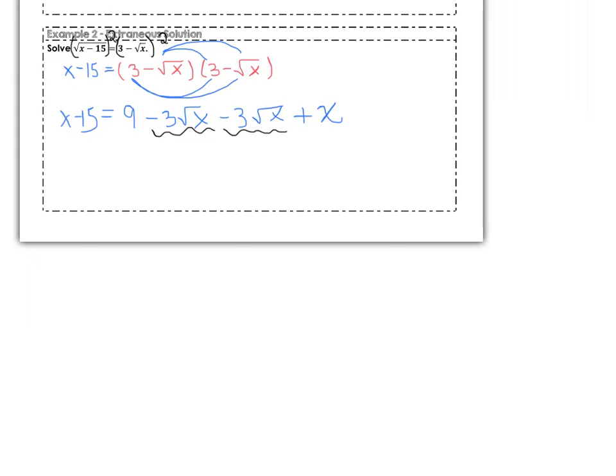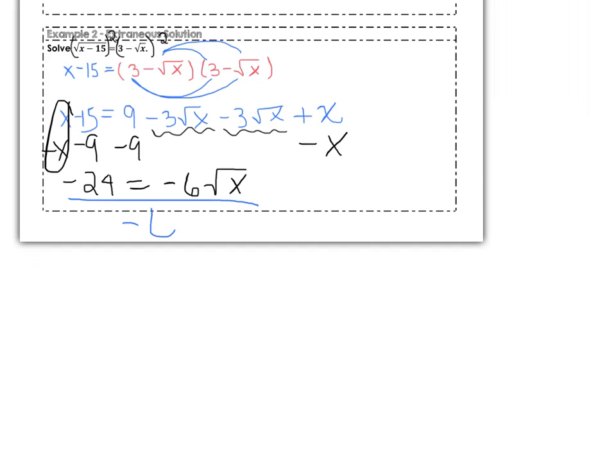So let's bring the 9 over by subtracting, and let's bring the x over by subtracting, so they come onto the left-hand side. x minus x will cancel out. Negative 15 minus 9 gets me negative 24. Then over here we have negative 3 radical x minus 3 radical x, getting me negative 6 radical x. Now I'm going to divide both sides by negative 6. Negative 24 divided by negative 6 gets me positive 4. So positive 4 is equal to the square root of x.